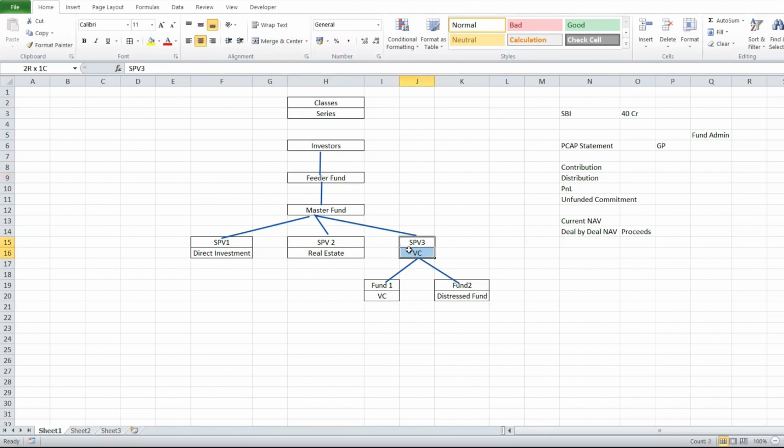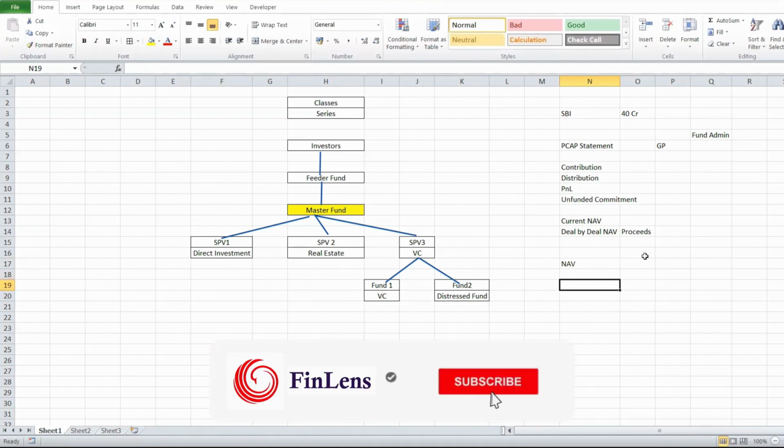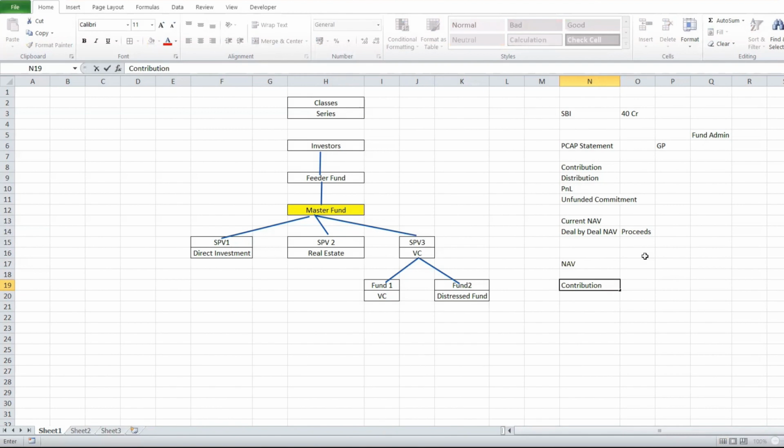So how are they performing? Now what happens is these SPVs are going to submit a PCAP to them. PCAP is what? I'll tell you, here is the formula for your NAV. So the NAV formula I'm going to write. This is called contribution. Sorry, your beginning NAV.